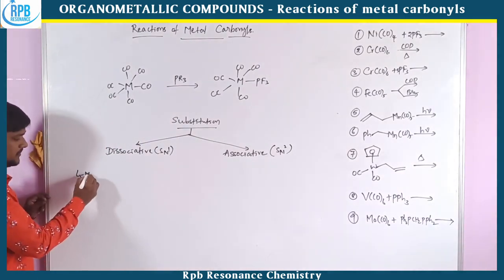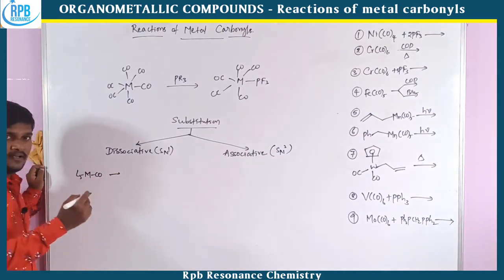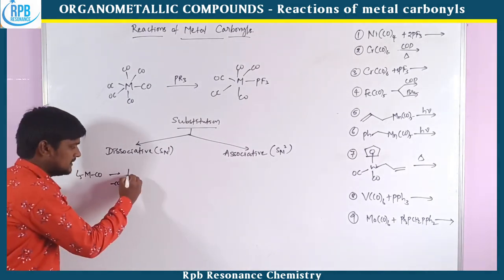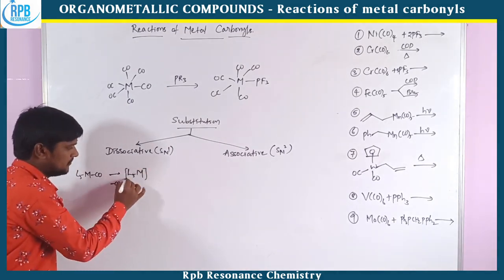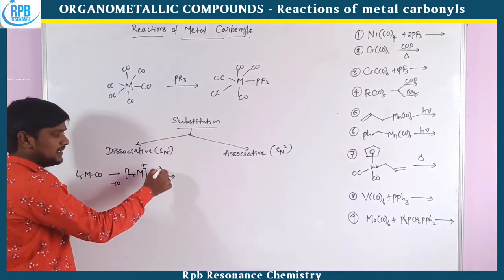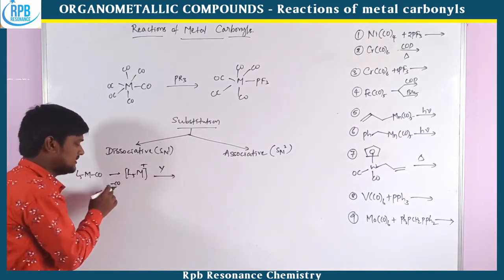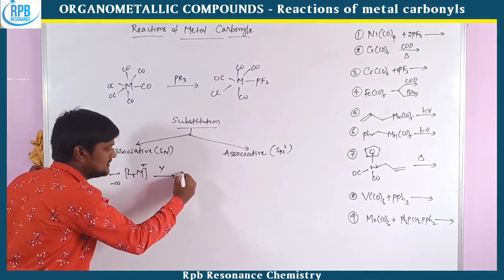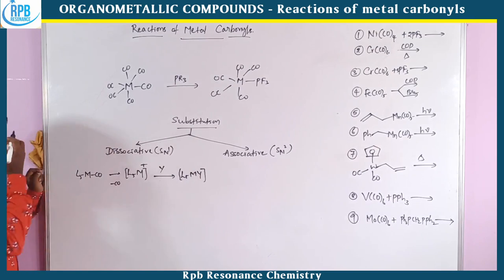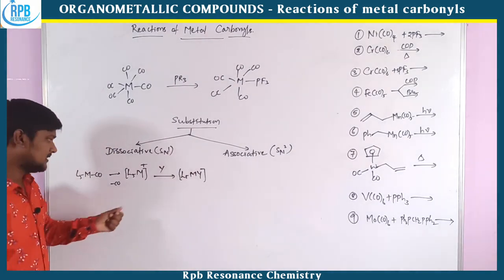Here is an example, L5M-CO, an octahedral environment. In the dissociative mechanism, first the CO is eliminated, forming L5M+. Then the incoming ligand Y replaces the CO position, giving L5M-Y. This is the dissociative mechanism. Here the coordination number of the complex is 6, but the intermediate has coordination number 5.